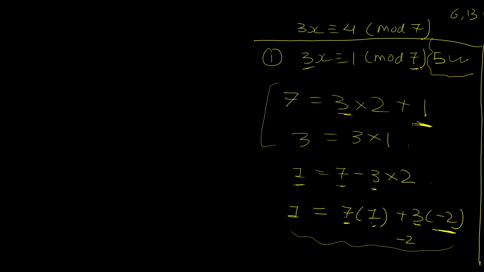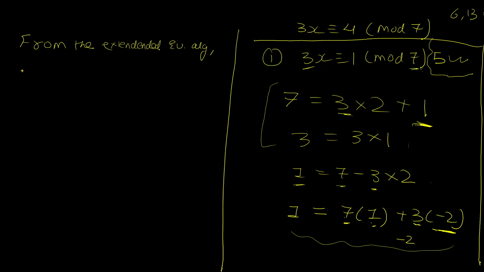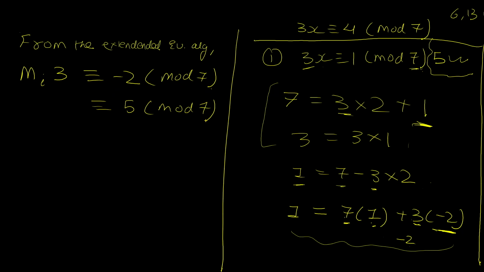Let me pan my board here. Okay, so by looking at these Bezout's coefficients, let's verbalize this from the extended Euclidean algorithm. The modulo multiplicative inverse of 3 is congruent to minus 2 mod 7. In order to bring this minus 2 within the modulus, I want to say 5 mod 7. And why is that? I can add any multiple of 7, right? So I just added 7 and got 5.